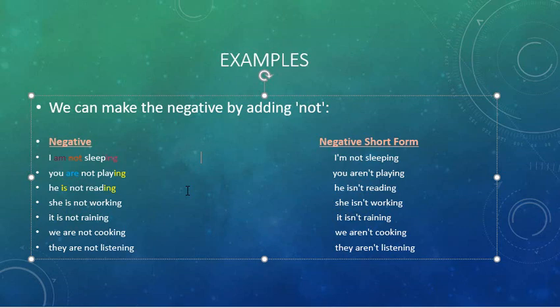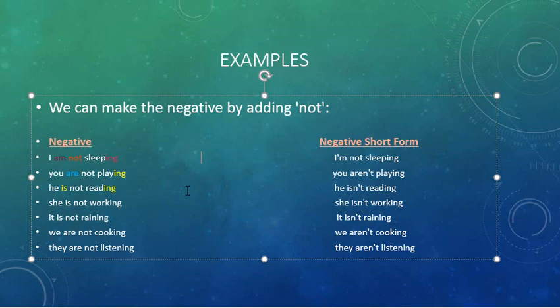Luego tenemos otro plural que es we are not cooking. We are not cooking. Tenemos aquí que nosotros no estamos cocinando en este momento. Claramente we es plural, le agregamos el are, luego el not y luego a cook le agregamos el ing y tenemos la forma contractada. Y finalmente tenemos they are not listening.